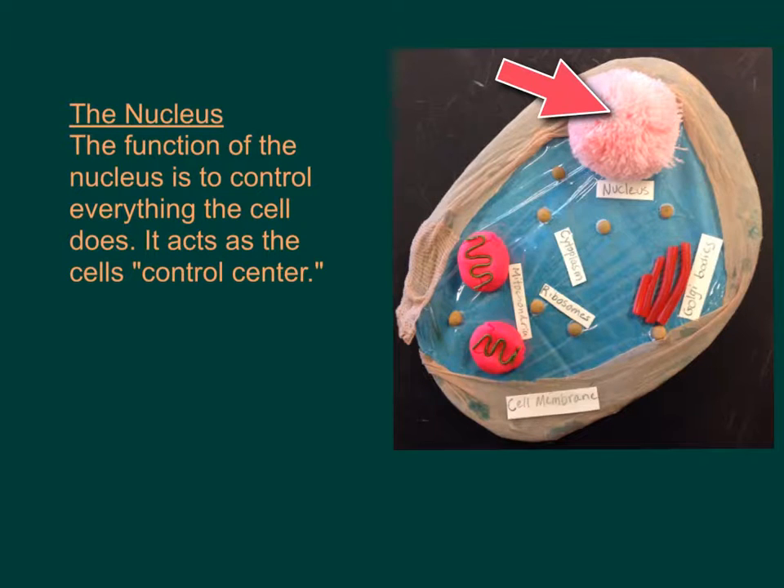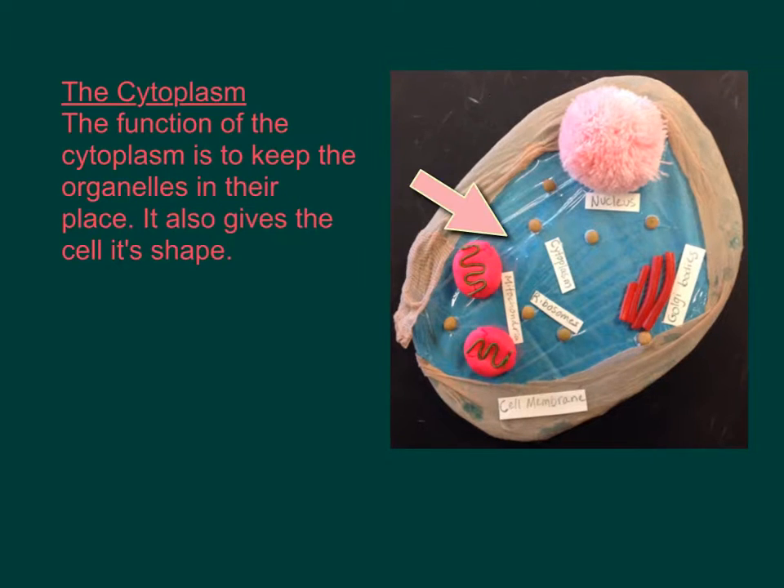The nucleus. The function of the nucleus is to control everything the cell does. It acts as the cell's control center. The cytoplasm. The function of the cytoplasm is to keep the organelles in their place. It also gives the cell its shape.